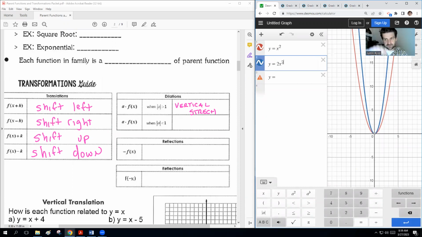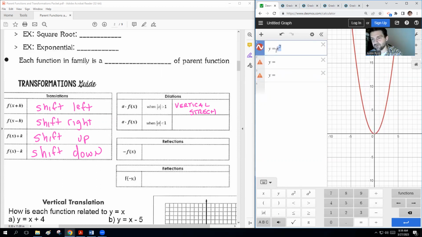Sometimes a vertical stretch is going to look very similar to a horizontal shrink, and that's because some of the functions we can write in different ways. I could stretch it even more, make it 6x squared. Now it's stretched even more. You're pulling the pieces up higher and higher off the x-axis.